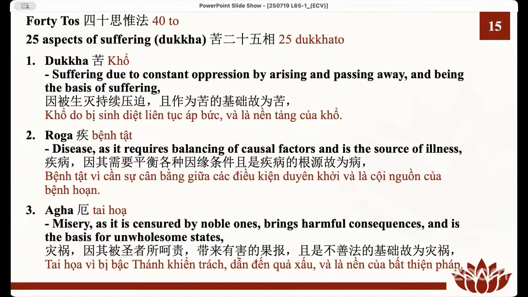So roga. When we say roga, we can also say this is a disease, as it requires balancing of causal factors and also is the source of illness. So there are many different conditions for illness. We also already know, right? Some illness cannot be cured our whole life. Chronic, right? Yes. So that means we have some supporting causes. Of course, it will last long, right? With no more supporting causes, no more producing causes, it will finish.